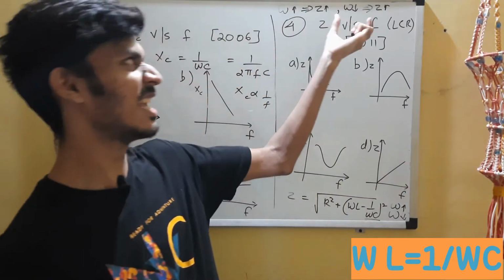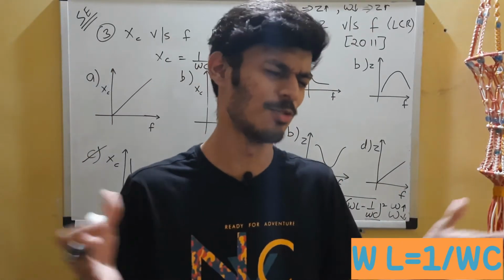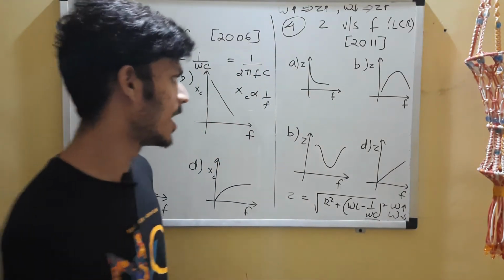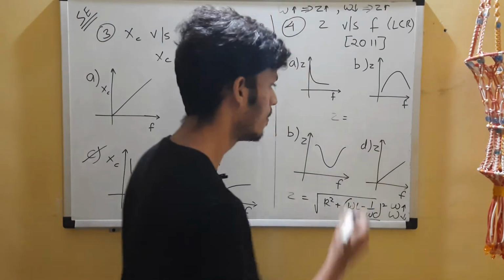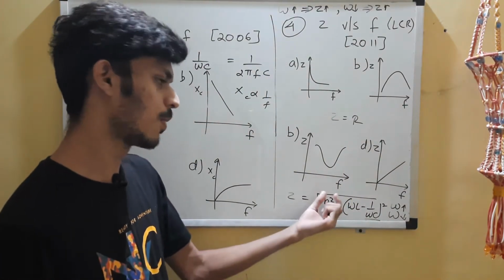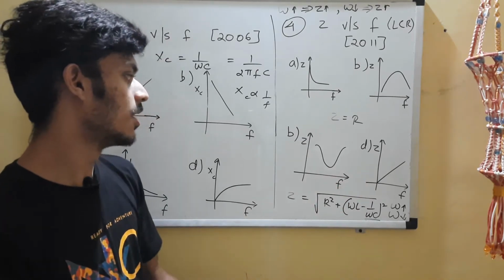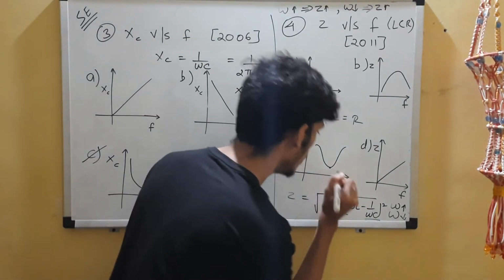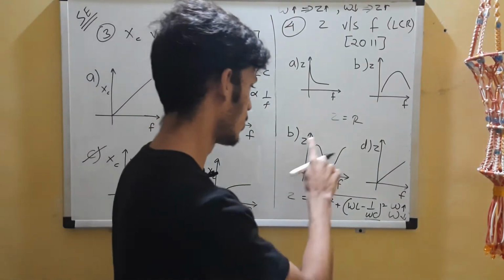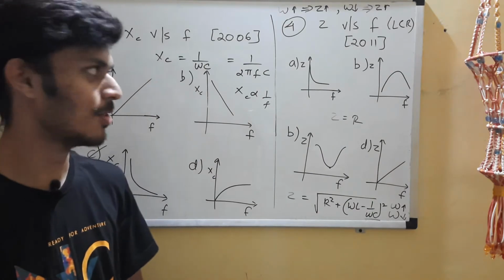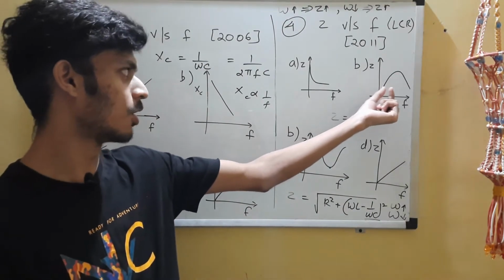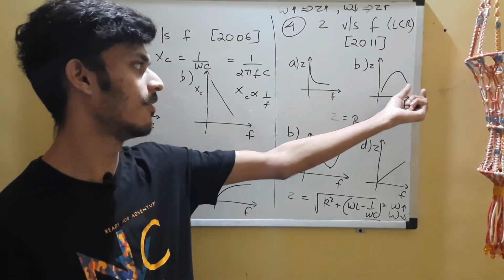In the earlier cases the difference was large, that's why Z was large. Here if the difference is 0, this term becomes 0, and Z becomes square root of R square, which is R. So this here is the point of resonance, where the difference is 0 and XL is equal to XC. Somewhat this kind of graph you will have. For low omega, the Z value is not small. For high omega also, the Z value is not small.